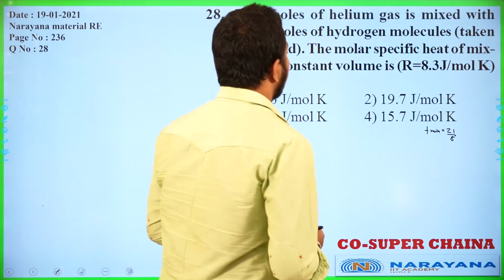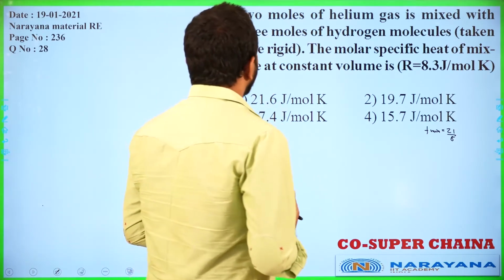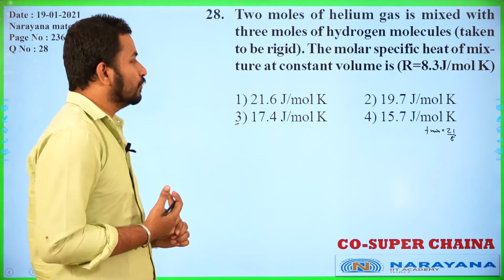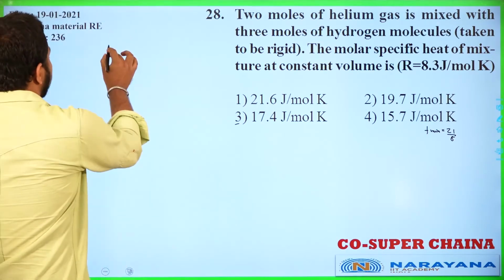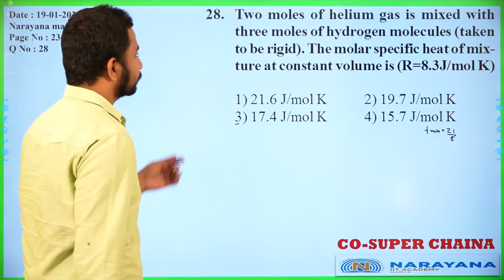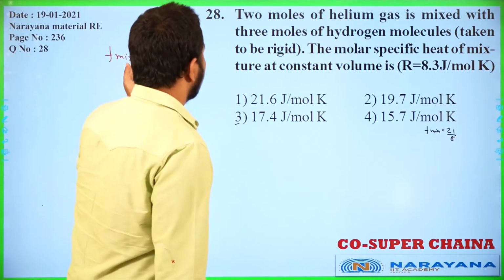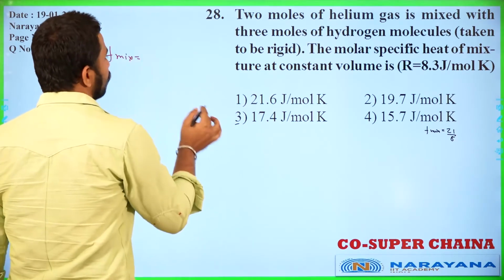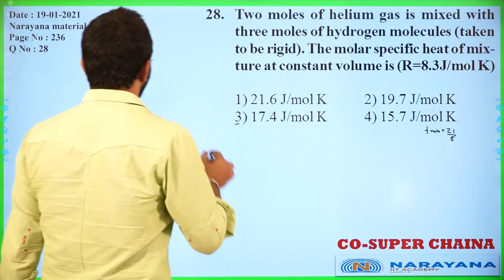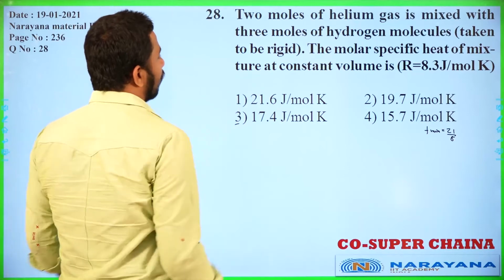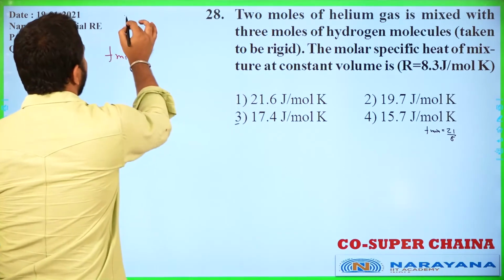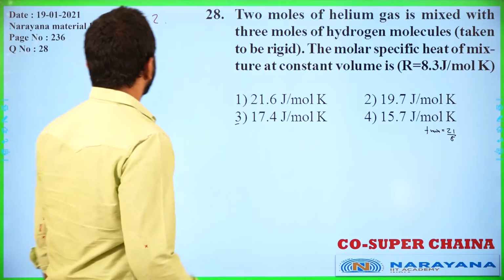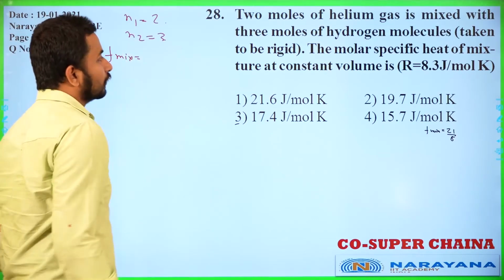Here 2 moles of helium gas is mixed with 3 moles of hydrogen gas. The molar specific heat of the mixture at constant volume you have to calculate. So we can calculate here F mixture, which is N1 F1 plus N2 F2 by N1 plus N2. So if you substitute the values, 2 moles of helium are given, so N1 is 2 moles, and 3 moles of hydrogen are given, so let's take N2 as 3.